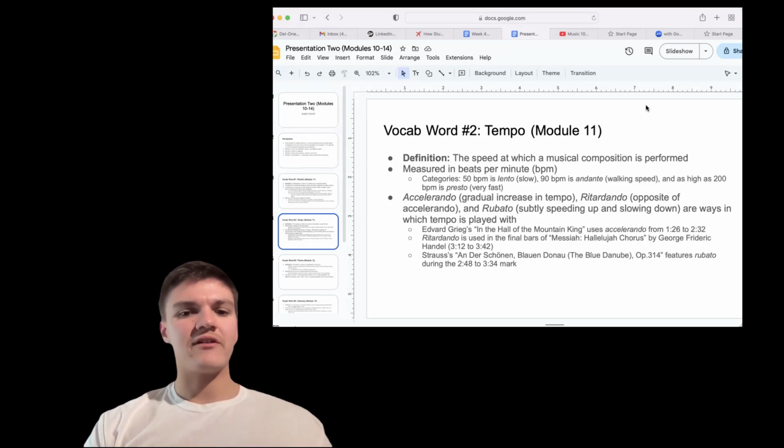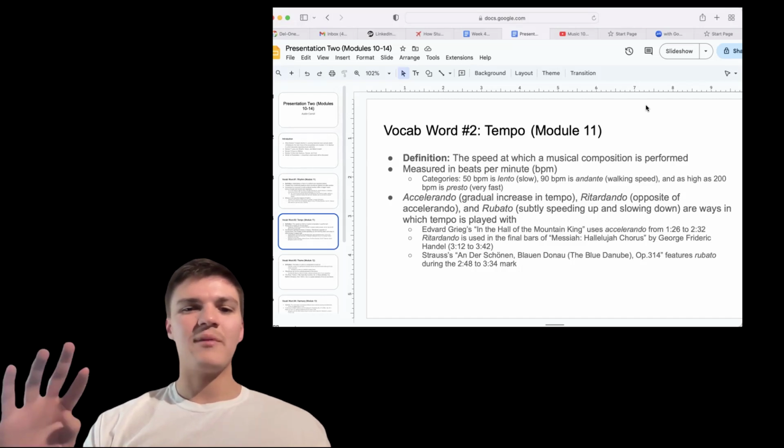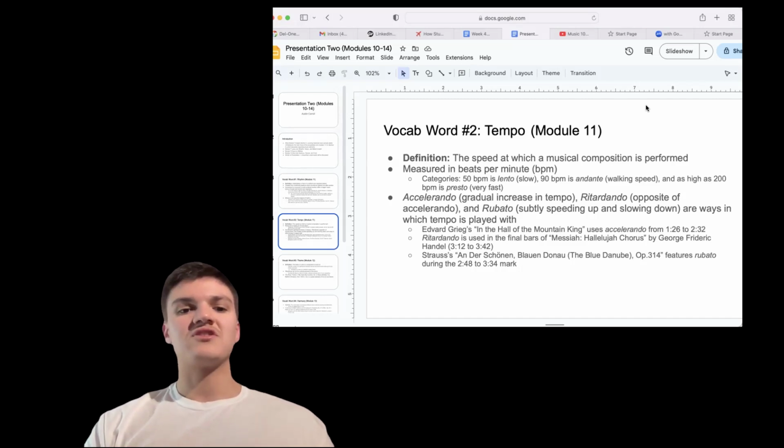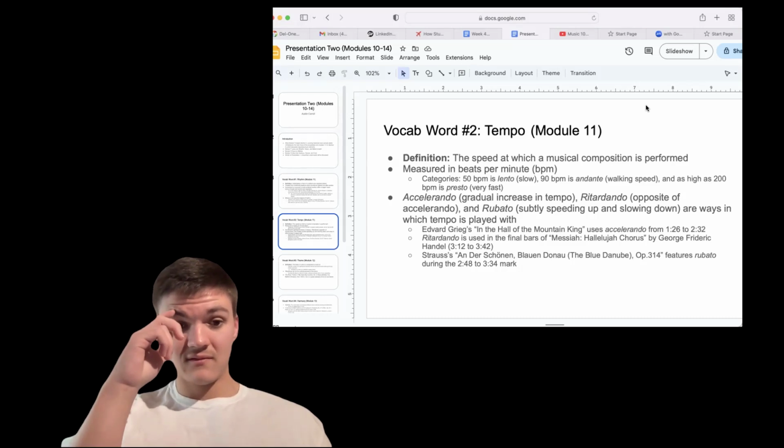Accelerando, a gradual increase in tempo. Ritardando, which is the opposite of the former. And rubato, slightly speeding up and slowing down, are ways in which tempo is played with.